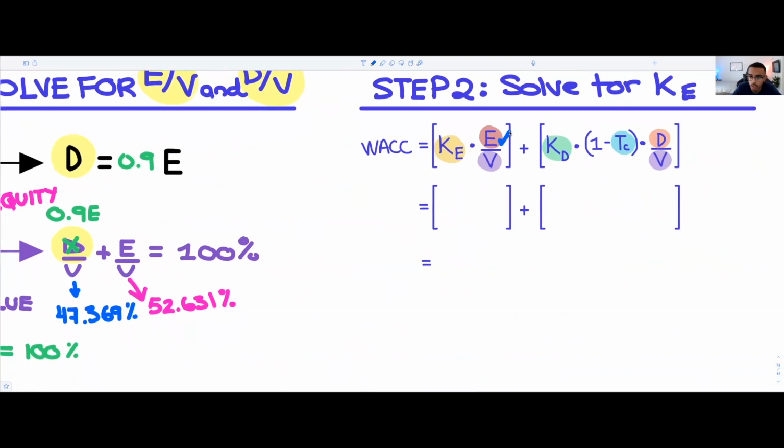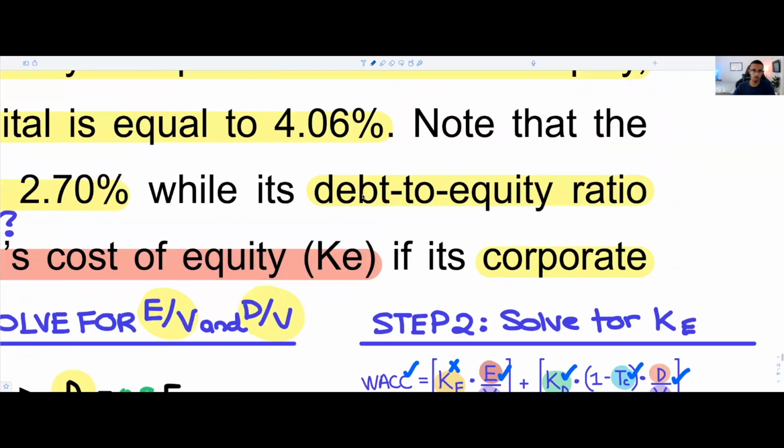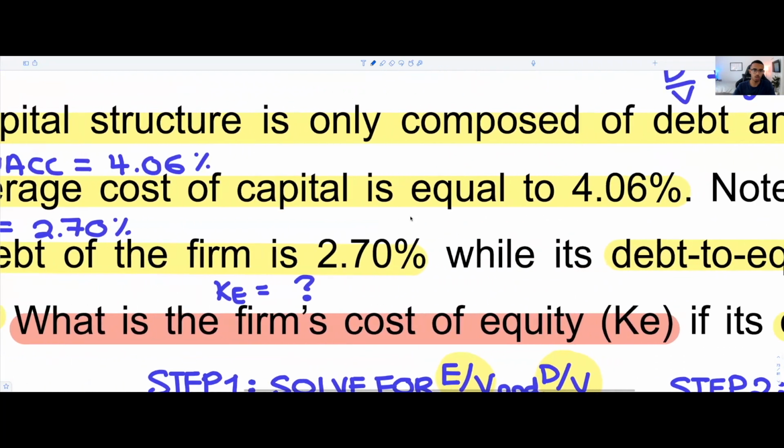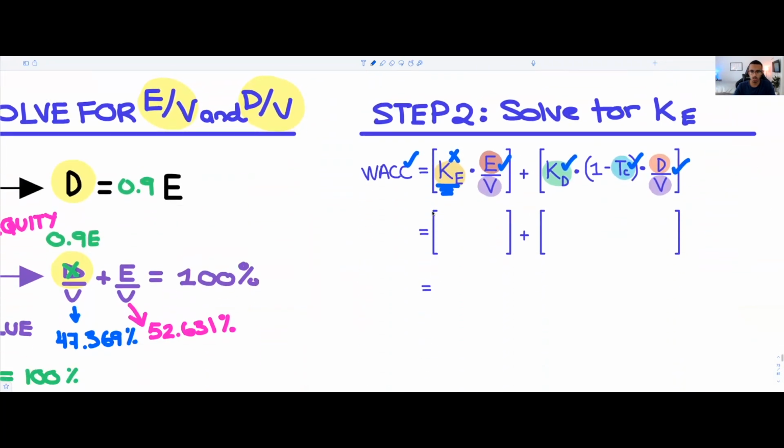So once again, we know our EV, we know our KD, we know our TC, and we know our DV. However, we're still solving for our KE, so we don't have that just yet. And we know our WACC. So I'm going to highlight all of these different pieces of information. We know that our WACC is equal to 4.06%. I'll put this in a different color, let's go with purple.